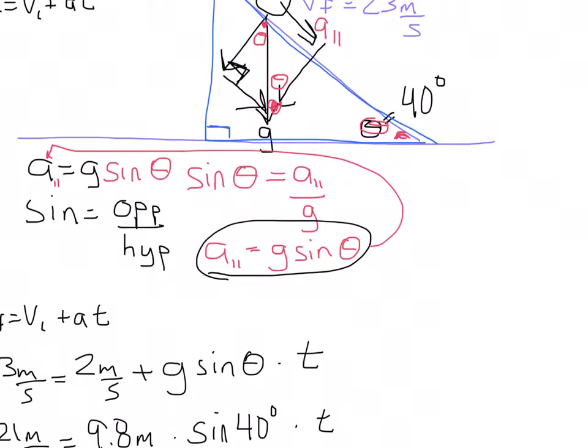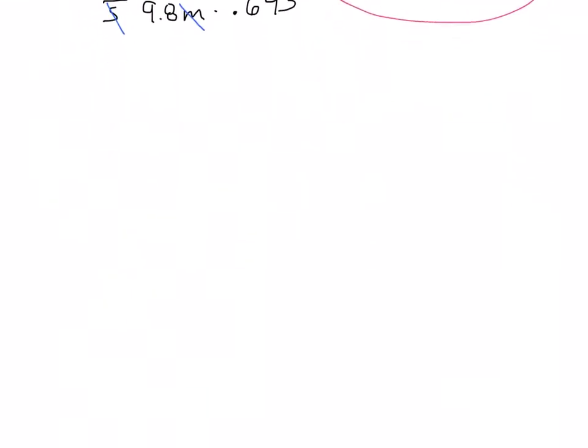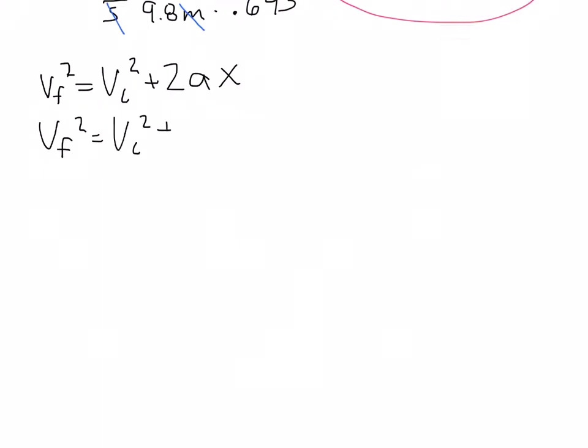So in order to get that, we're going to go back down here, and the formula we're going to use is v final squared equals v initial squared plus 2 times the acceleration times that distance. So v final squared equals v initial squared plus 2, and remember the acceleration was g sine of theta, and that's going to be times x. So let's substitute in our values.